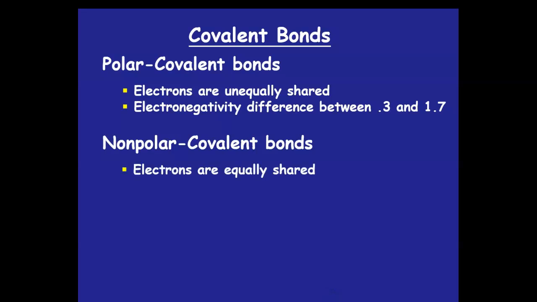In nonpolar covalent bonds, we have electrons being equally shared between the two atoms. They are attracted pretty much equally towards each nucleus. The electronegativity difference there can be 0, for instance, if you have hydrogen-hydrogen, or chlorine-chlorine, or 0.3, which is typically what we think of between carbon and hydrogen.